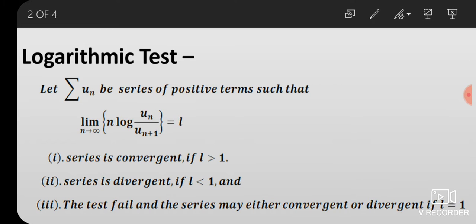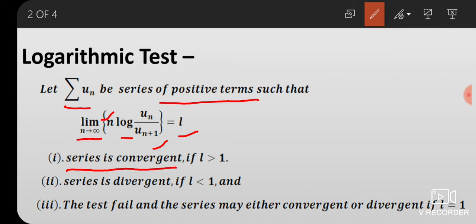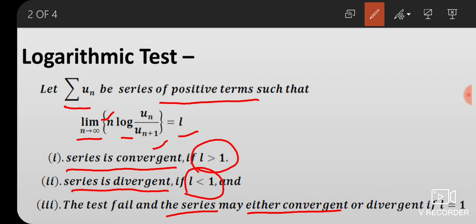Logarithm test. Let summation un be a series of positive terms such that limit n goes to infinity n times log un upon un plus 1 equals L. The series is convergent if L is greater than 1. The series is divergent if L is less than 1. The logarithm test fails if L equals 1; the series may be either convergent or divergent.